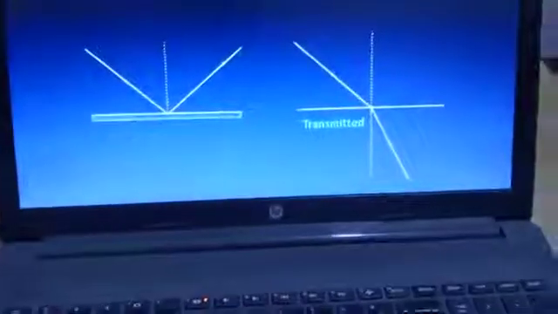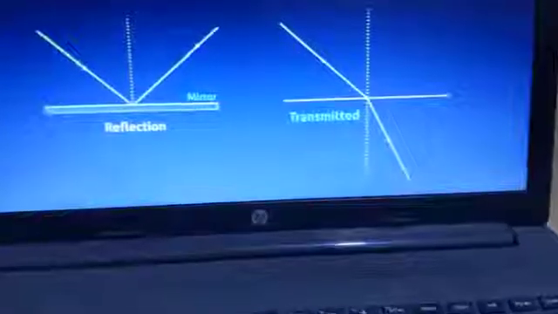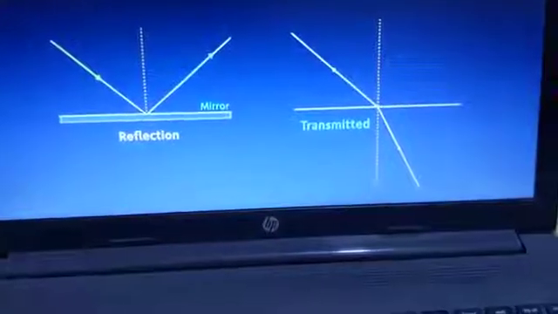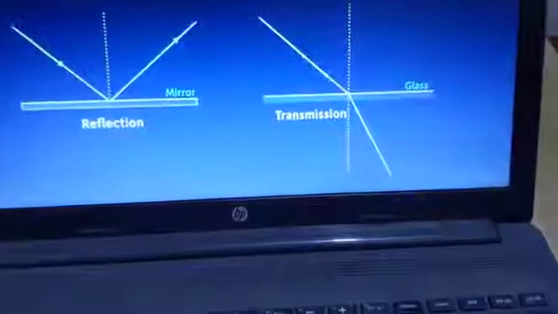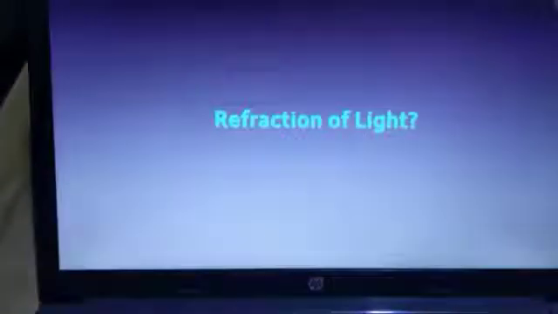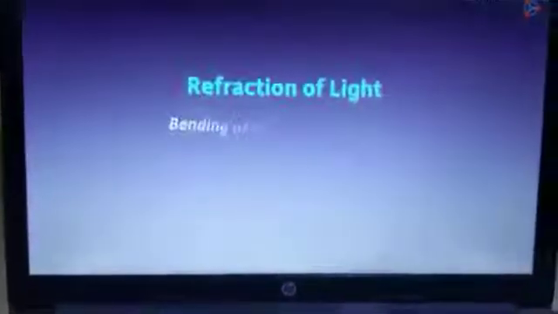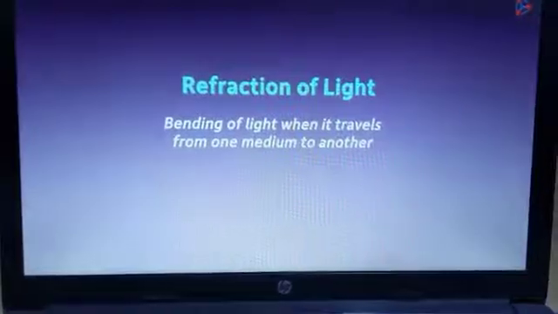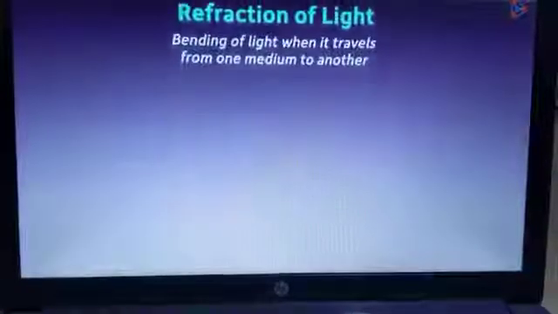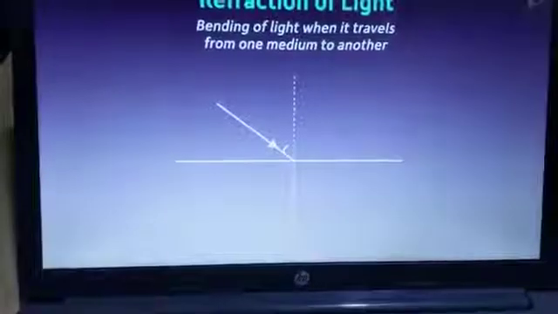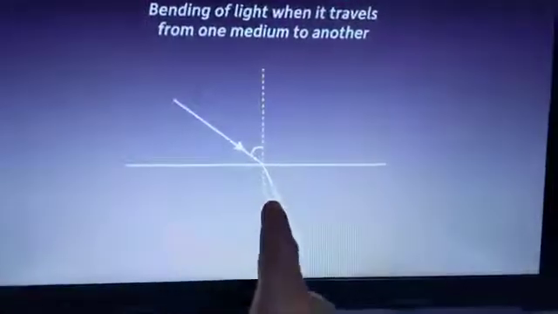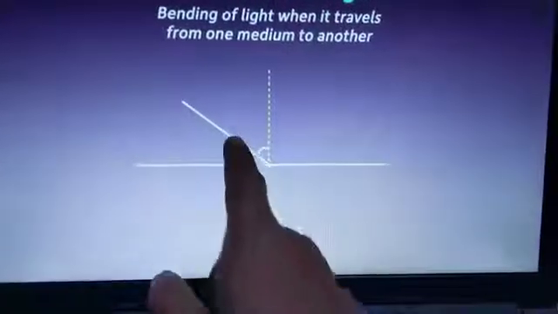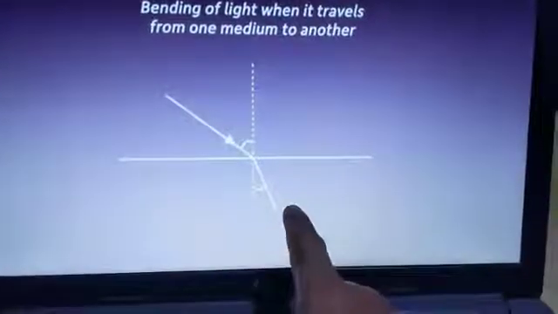Now you can see here, this is a reflection on a mirror. You see here, transmission: this is a glass surface, and then refraction of light. The bending of light when it travels from one medium to another medium, or change in direction. The light ray is incident. This angle is known as the angle of incidence, and this one is known as the angle of refraction. This is the incident ray, and this is the refracted ray.